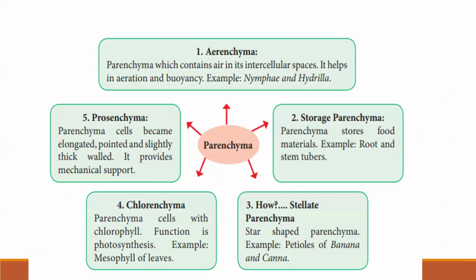So first one is the aerenchyma, the parenchyma which contains air in its intercellular spaces and it helps in the aeration and also gives balance or buoyancy to the plant. Examples are Nymphaea and Hydrilla. Generally this aerenchyma is mainly seen in hydrophytes. The parenchyma cells which store air are called the aerenchyma.